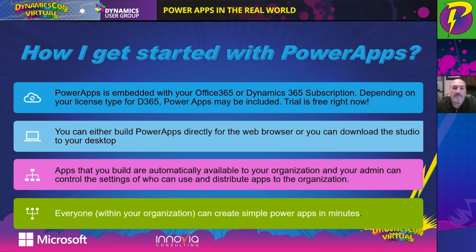So how do I get started? If you have Office, Microsoft 365, or Dynamics 365, depending on your license, Power Apps may be included. However, you can get a trial right now. I'll leave the link in the window for the trial, but the trial would be simply going to Microsoft powerapps.com, and you'd be able to go to your web browser and you can start building Power Apps right there.